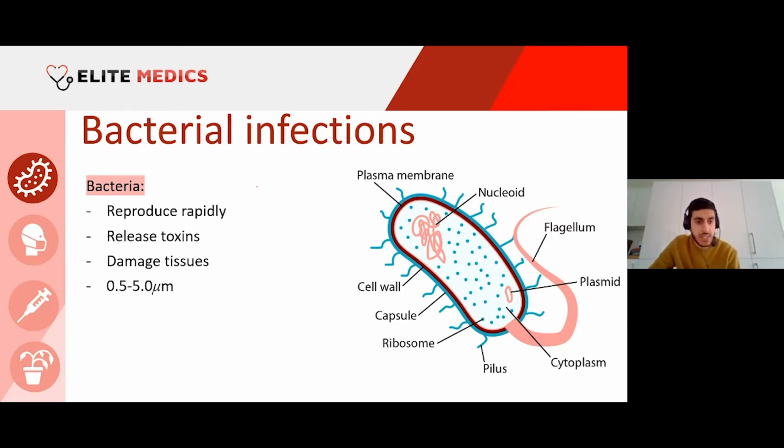So how do bacterial infections spread? They reproduce very rapidly. Often they release toxins which damage tissues, and roughly they're about 0.5 to 5 micrometers in size, so very, very small and not visible. But that's their mechanism. They're very good because they can reproduce rapidly and release certain toxins which can have effects on tissues.